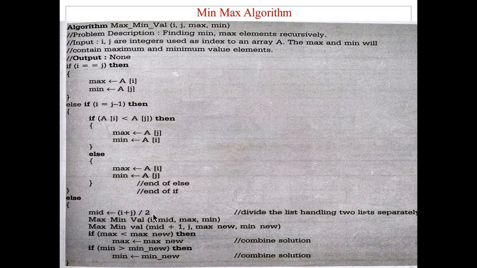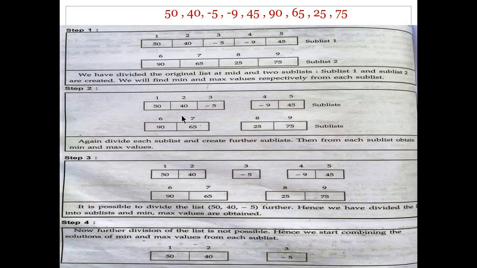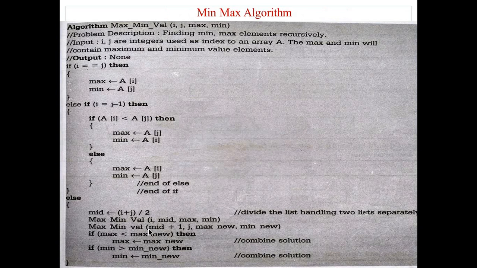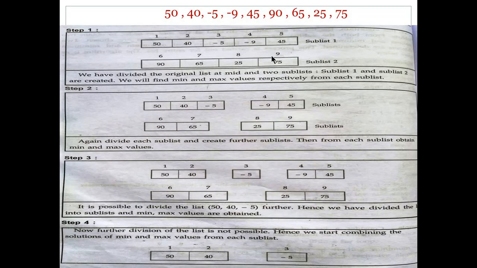Mid is I plus j divided by 2, and we will pass these values into two recursive calls. The first is MinMaxVal I, mid, max and min, and the second call is mid plus 1 and j. So if we divide our sublist, in the first call we will pass 1 and mid, meaning 1 and 5, and in the second call we will pass mid plus 1 and j, meaning 6 and 9.